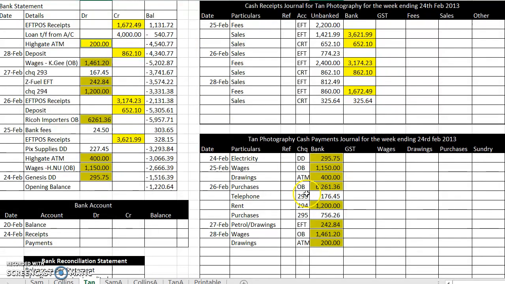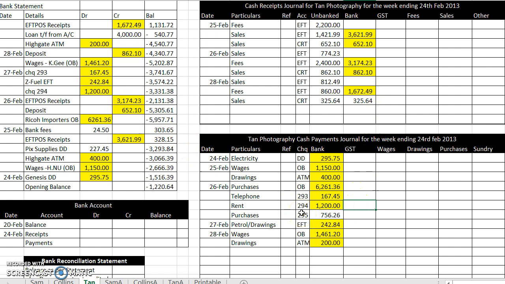Just I noticed this figure here, check 293. It was banked for 167.45, and we've put another figure here. Normally it's our fault, so we're going to change this to 167.45 so that they do match up. Check 293, check 293. So I'd like you to highlight those two as well. You won't get that one in the assessment, but it's well worth checking. Okay, so now we've highlighted everything that is in both.